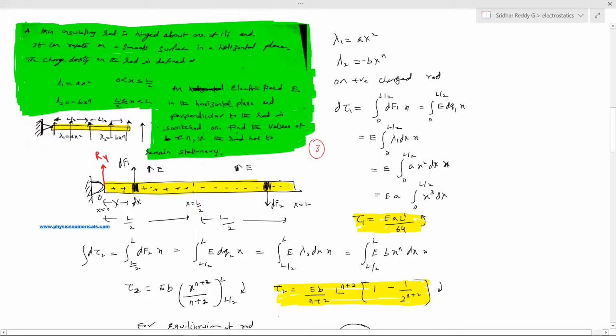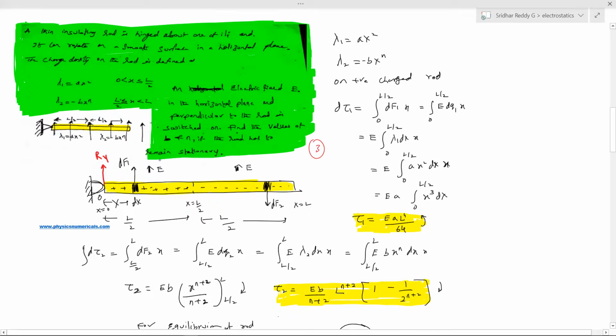dtau, it should be counterclockwise. We are defining the torque on the positive charge on the rod, so that should be equal to dF1 times x. What is dF1? E times dq1. What is dq1? Lambda 1 times dx. What is lambda 1? Given data, a x squared, times dx. The positive charge is present from x equal to 0 to x equal to L by 2, so the limits are 0 to L by 2. Integrating and solving, we'll get the torque. How is this torque? Counterclockwise.